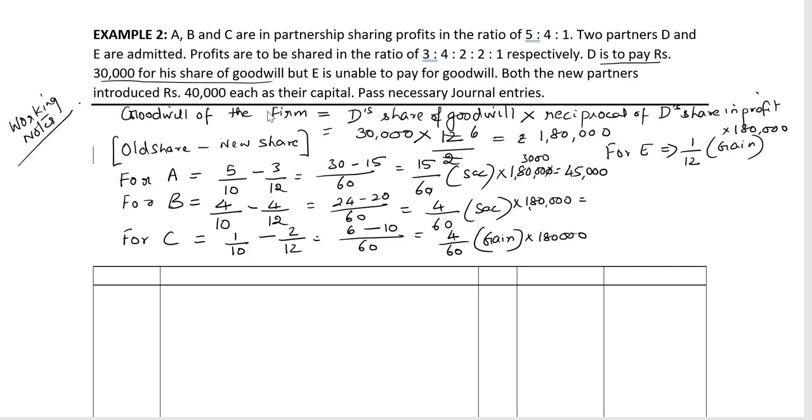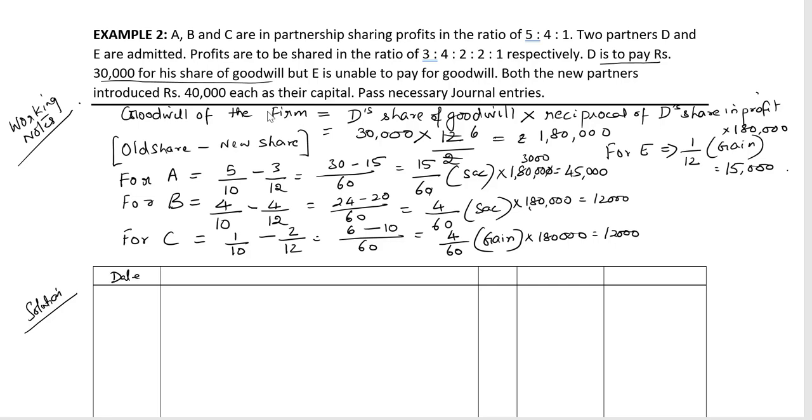45,000 rupees against A, 12,000 rupees against B, 12,000 rupees against C, and 15,000 rupees against E. So let's solve the problem. Solution.